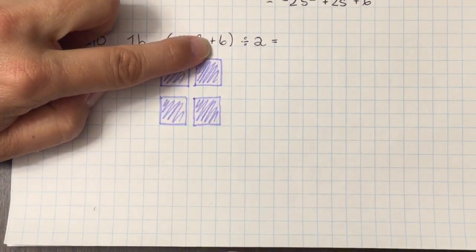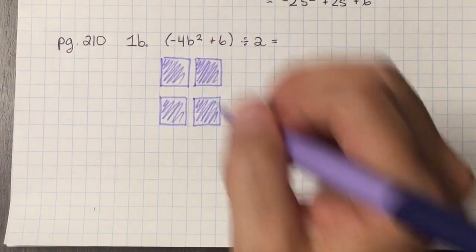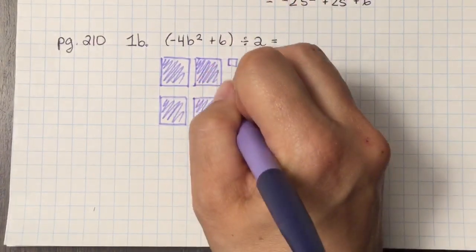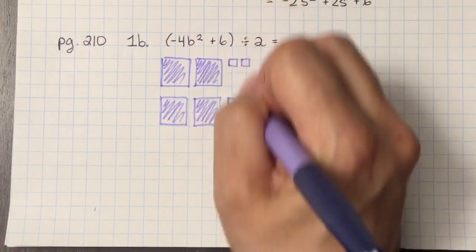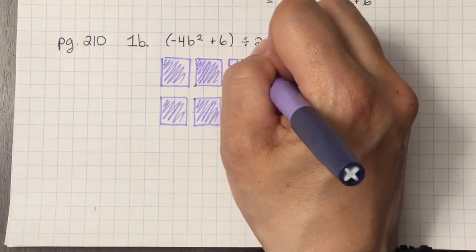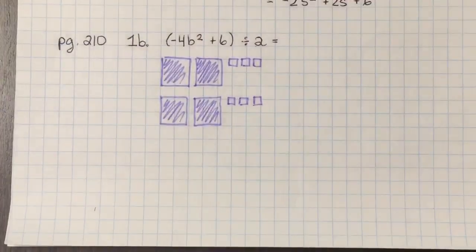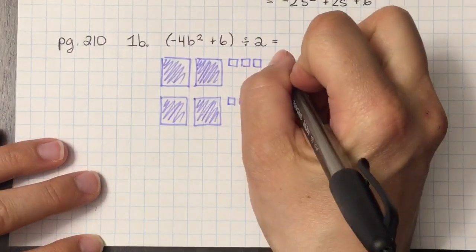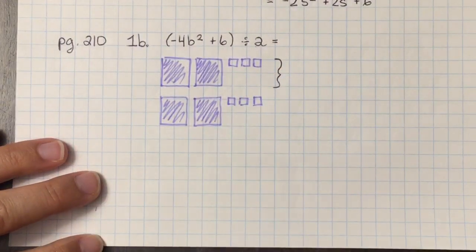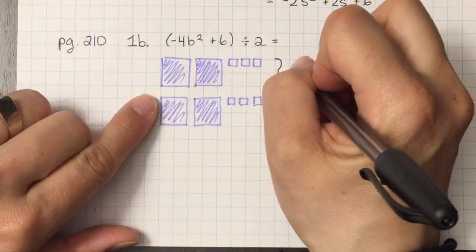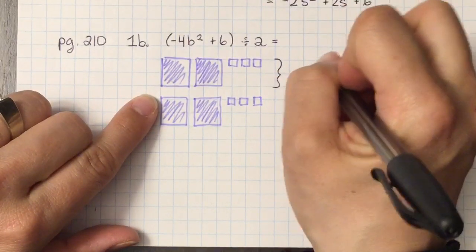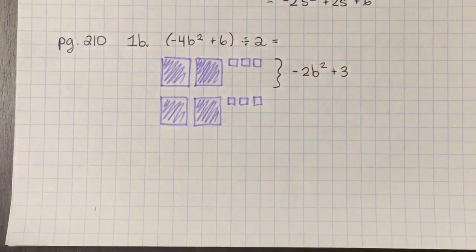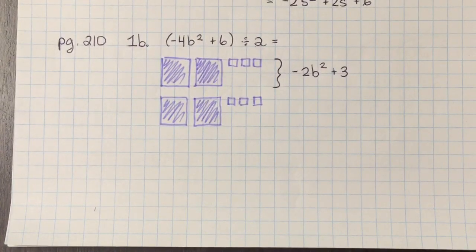Now I have plus 6, and I need 6 little positive squares. Okay, so 1, 2, 3, 4, 5, 6. Okay, and then what is the quotient? The quotient is just what one of these is. Okay, so here that would be negative 2b squared plus 3. Okay, that's it. That's all it takes.